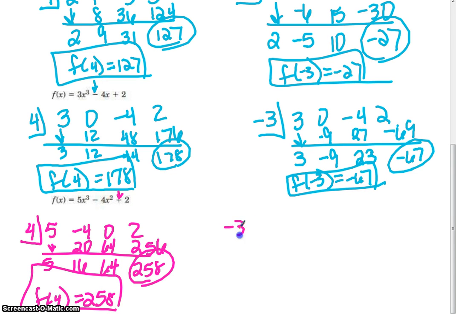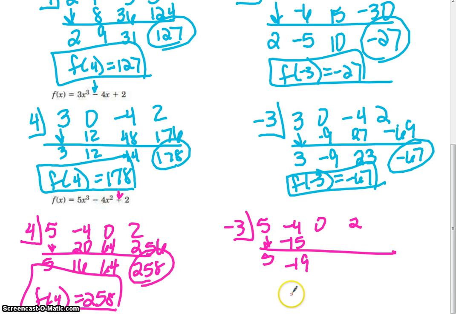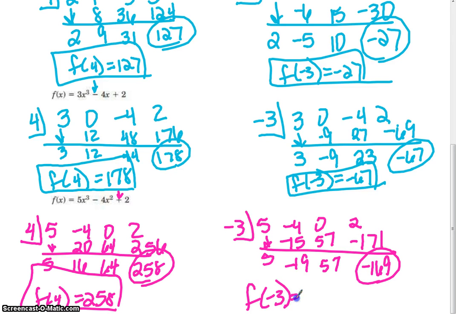Do it again with negative 3, 5, negative 4. Don't forget your 0 and 2. Pull down your 5. Negative 3 times 5 is negative 15. Negative 4 and negative 15 is negative 19. Negative 3 times negative 19 is positive 57. 0 and 57 is 57. Negative 3 times 57 is a negative 171. And 2 and negative 171 gives you negative 169. So f of negative 3 is equal to negative 169, the other part of your answer.